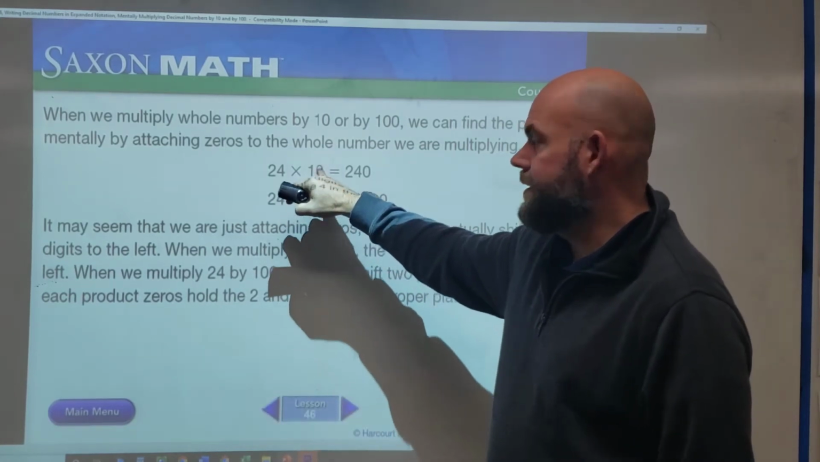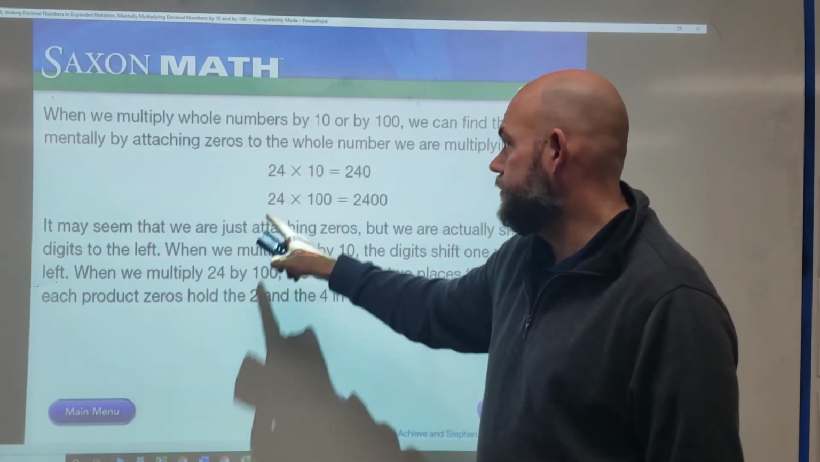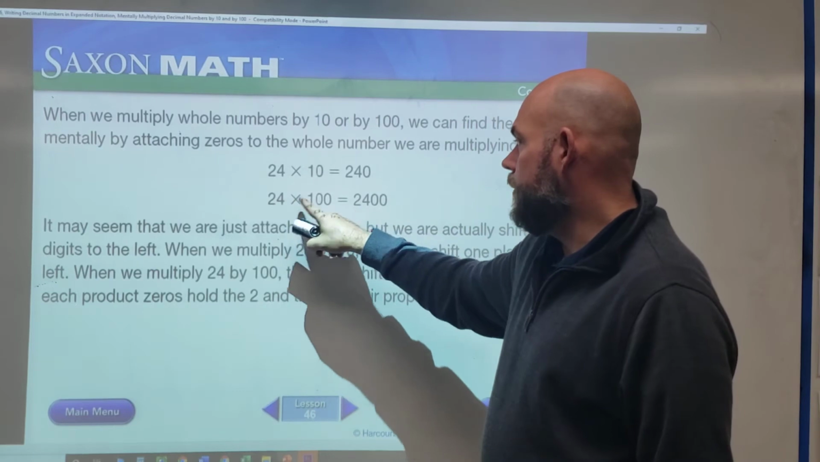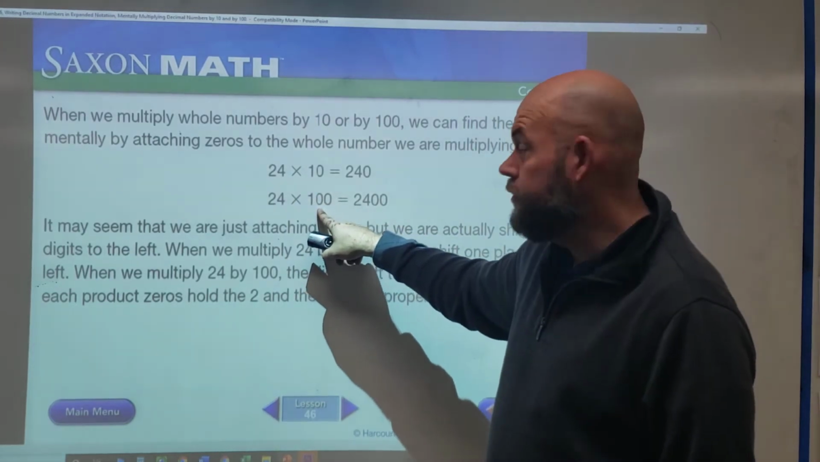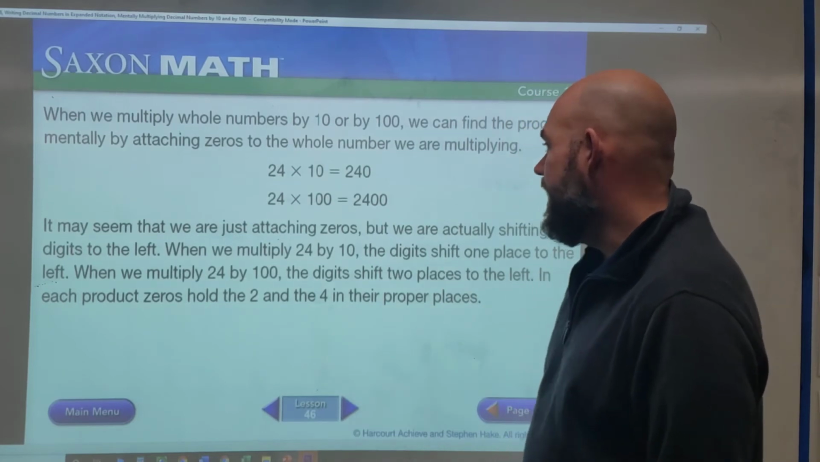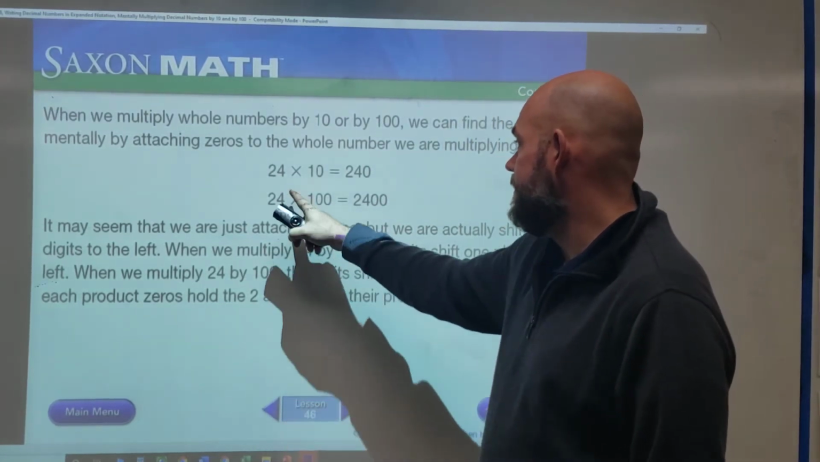So if we're multiplying by 10, there's one 0 there, so we're just going to put one 0 to whatever we're multiplying by. So 24, add a 0, is 240. 24, if we're timesing by 100, that's 2 zeros, so just add 2 zeros to 24 and we get 2,400. It seems like we're just attaching zeros, but what we're actually doing is we're shifting the digits to the left.